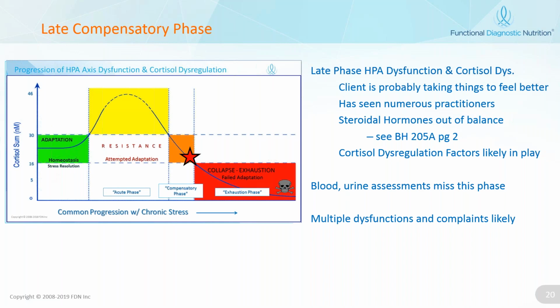And this is something, by the way, that most blood tests miss. Urine assessments are getting better and can pick some of this up on the dried urine, not the 24-hour urine, because they're just an average of the entire day. And so we're able to look at and kind of plot someone on this a little bit better using the saliva. So this is a person with multiple dysfunctions and complaints.